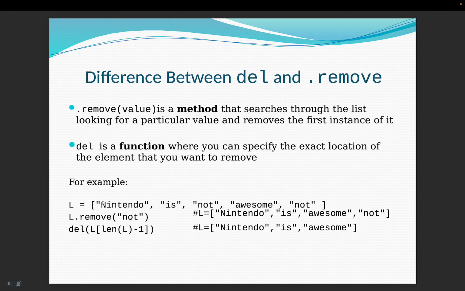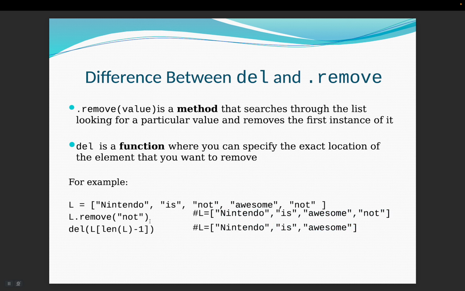And so here we have a list of strings. Nintendo is not awesome. Not. Remove not. So this is going to remove the first not in the list. And so that's what we get. We get Nintendo is awesome.